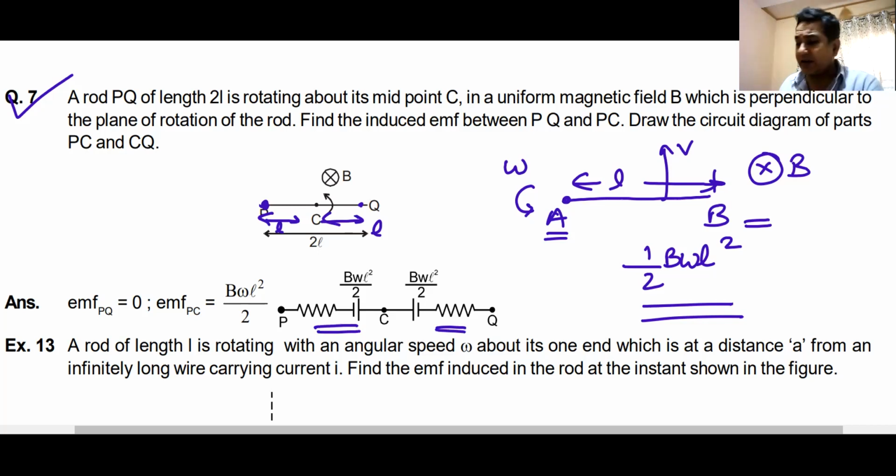Point C is at a higher potential. Between C and Q, the potential difference is half B omega L square. Between P and C, again, half B omega L square. Point C is at a higher potential, and points P and Q are at the same potential. Do we get this? Do I understand this?